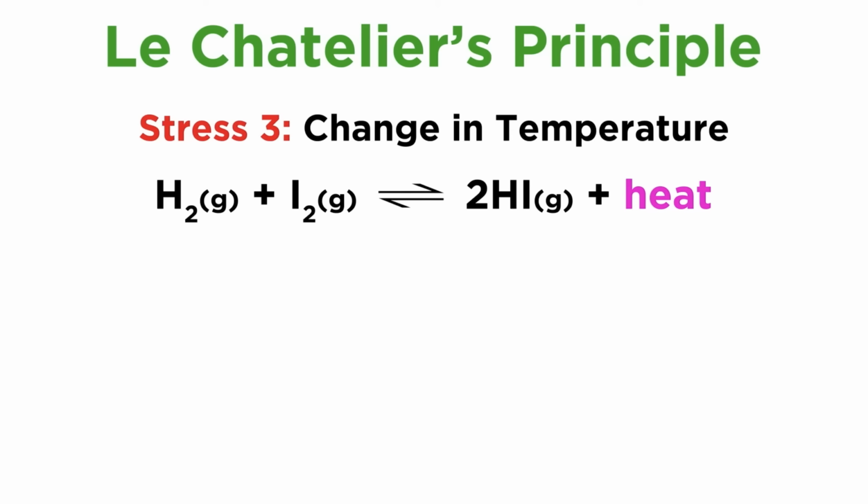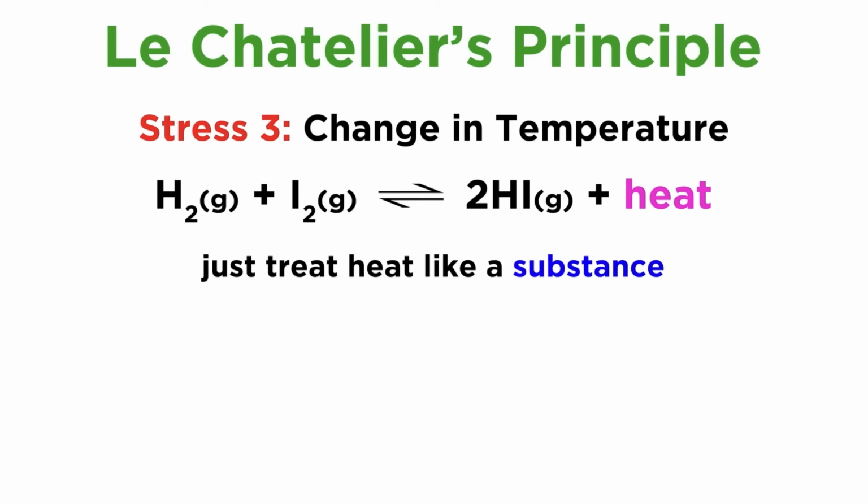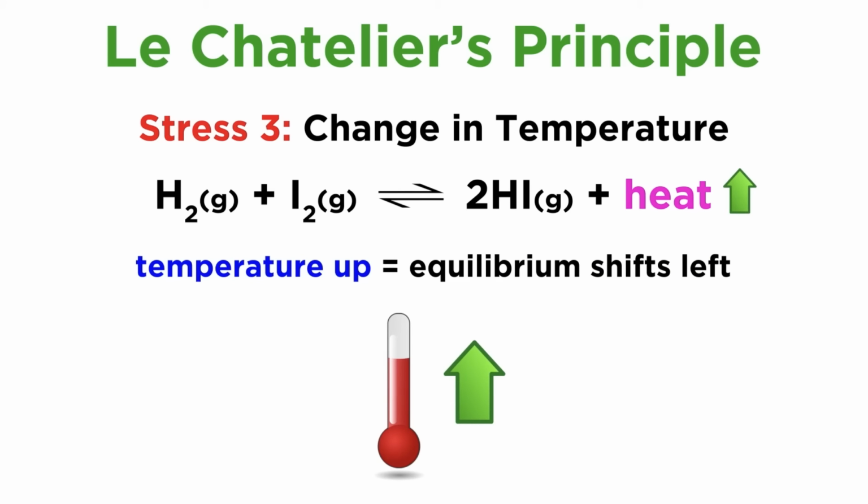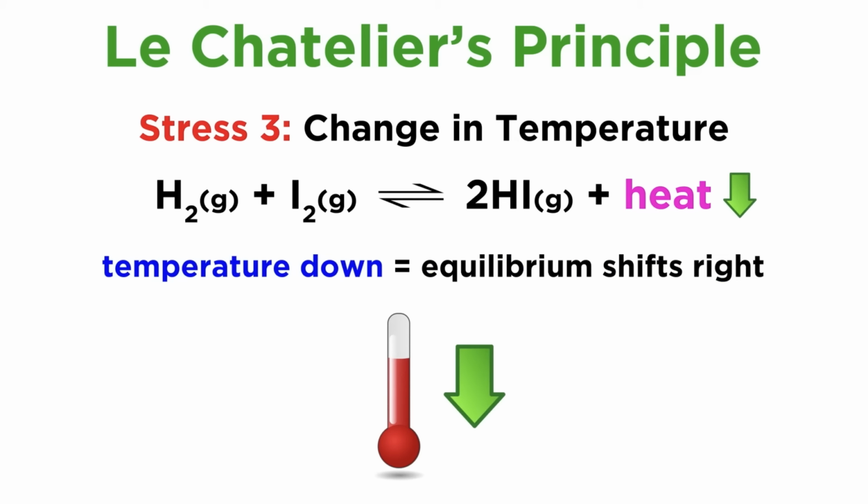Since heat is released, we can essentially consider it a product of the reaction. Let's rewrite the equation with the word heat listed as a product. When written this way, we can simply treat heat as another substance involved in the reaction, and a change in temperature will cause the equilibrium to shift just as though we were altering the concentration of a substance. For this one, if the temperature went up, there would be more heat, so the equilibrium would shift left to use some of the excess heat to drive the reverse reaction and balance things out. If the temperature went down, the equilibrium would shift right to regenerate some of the heat lost.